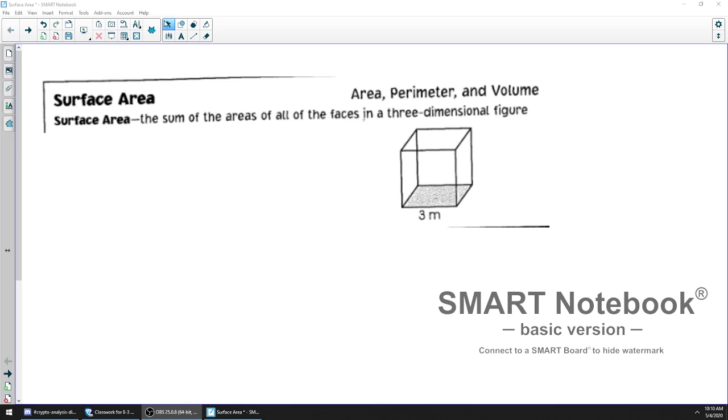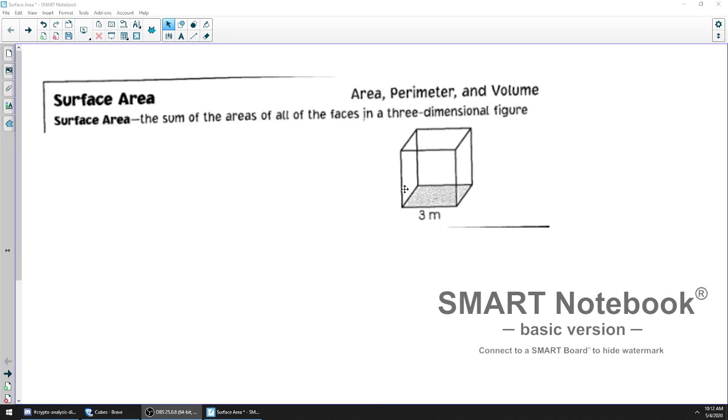It's the length, width, and height. And when it says area of faces, it means the sides. So think of a cube like this, like a dice. How many sides are there on a dice? 6. We have the left, the right, the top, the bottom, the front, and the back. So we have 6 sides to a cube.